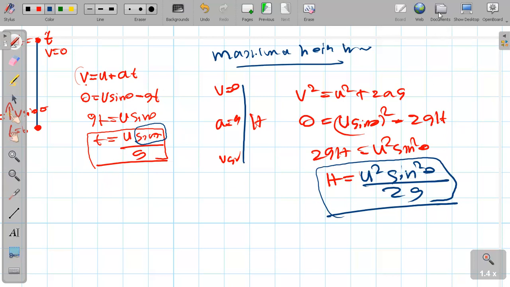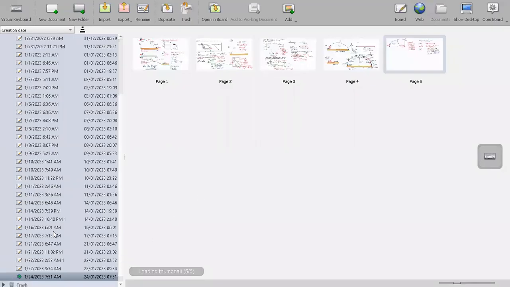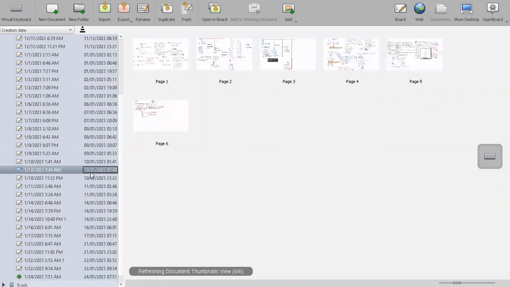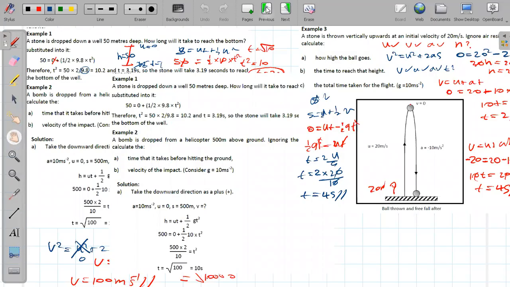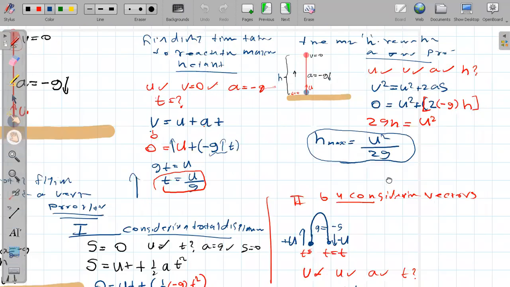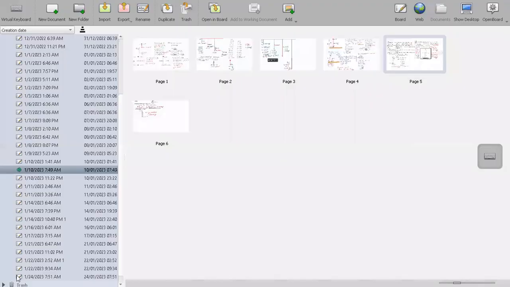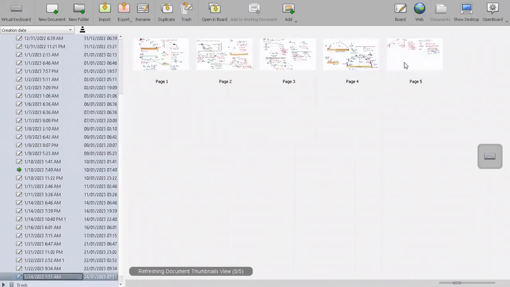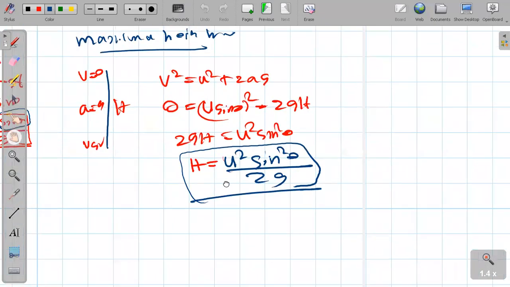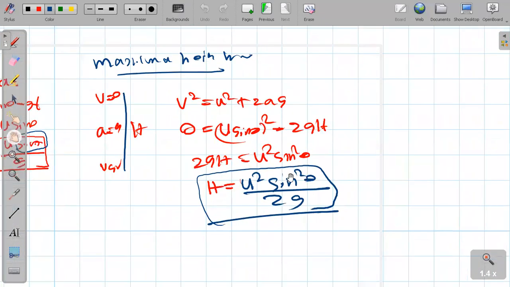Let me show you the previous one again. See this equation. The maximum height is u squared over 2g, with no sin theta here. But today we got sin theta together, sin squared theta. This is the only difference made.